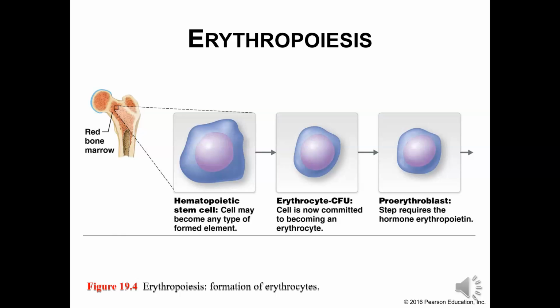So here's your red bone marrow where erythropoiesis is occurring. And here's your hematopoietic stem cell. It then becomes any type of formed element. In this case, it becomes an erythrocyte colony forming unit. It's now committed to becoming a red blood cell. Then if the erythropoietin is present, it becomes a proerythroblast.